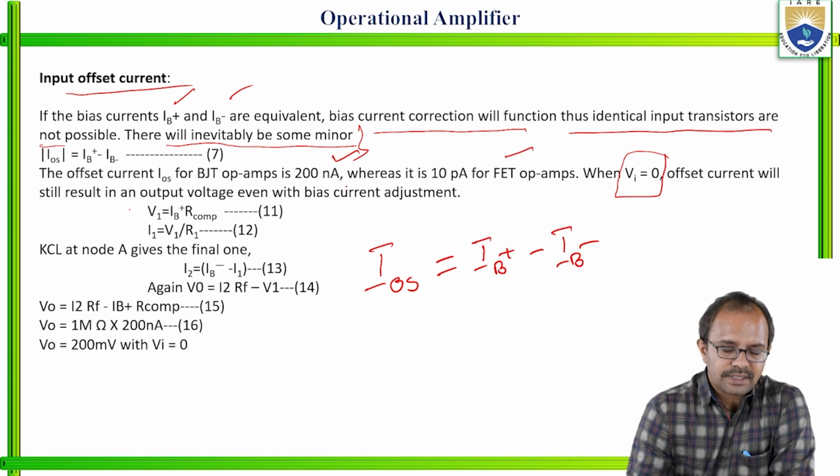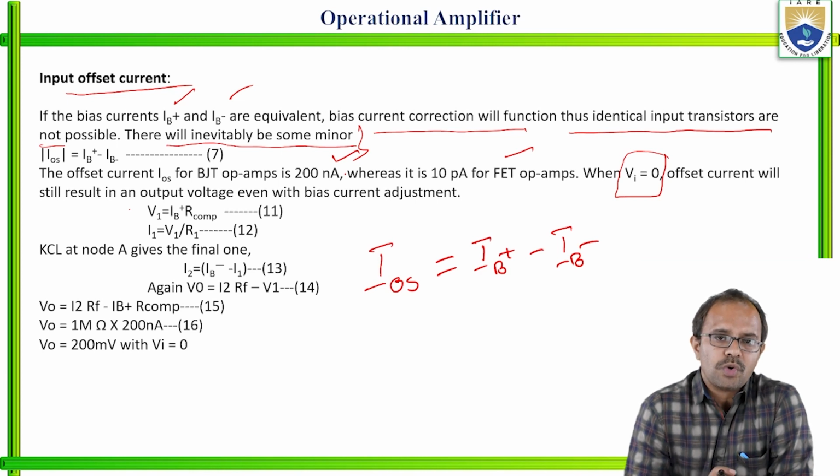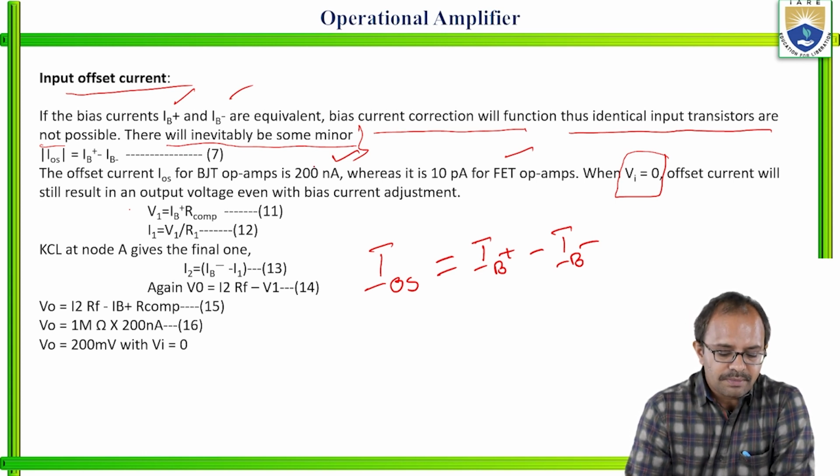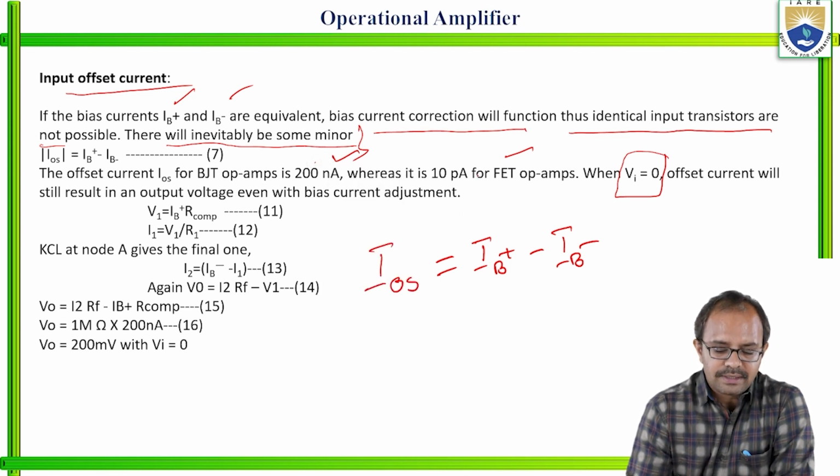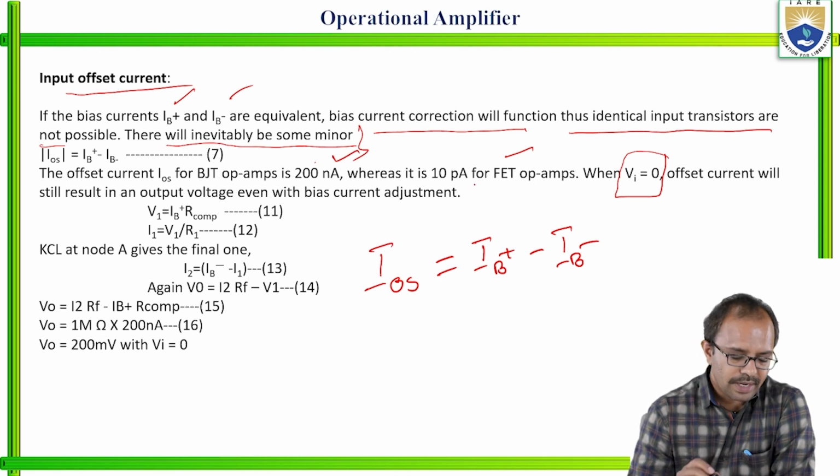So what we said for the transistor, it purely depends on how you are going to design the differential amplifier. If you design that using the BJT, the approximate value is 200 nanoamperes. If you design the same using FET, there will be an approximate value of 10 picoamperes, right?